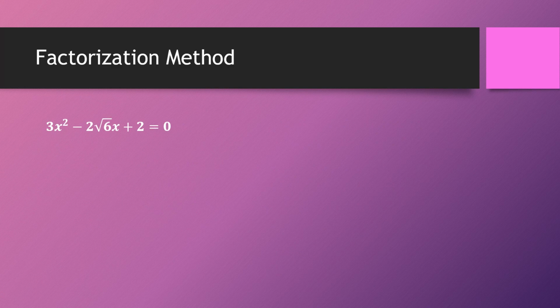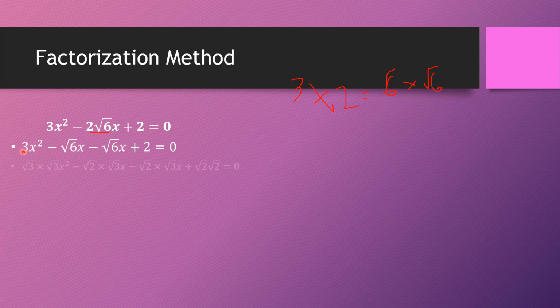Multiplying, I want 3 into 2, that is 6. Adding, I want minus 2 root 6. Now see, root 6 can be written as root 6 into root 6, and if I add these two, I'll get minus 2 root 6. So what will I do? I'll replace minus 2 root 6 by minus root 6 minus root 6. If I multiply minus root 6 into minus root 6, I get 6.